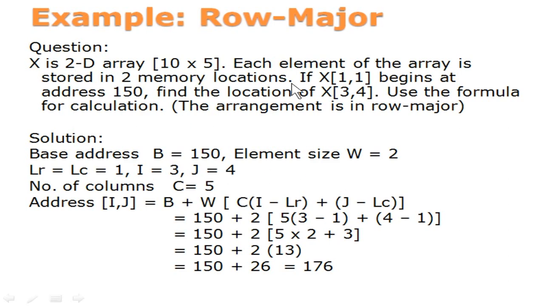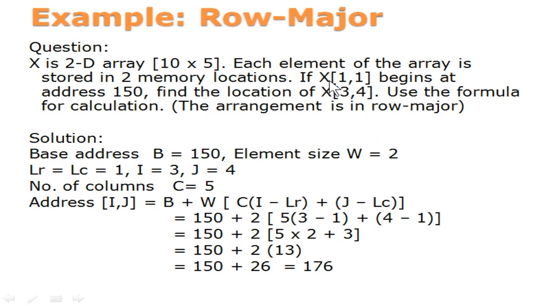So one is the base address. Which is the base address? You can see that X[1, 1] begins at the address 150. So this should be the base address. So 150 is the base address, B equal to 150. Now the element size is W. You can see here that each element of the array is stored in 2 memory locations. So 2 is the W value, W equal to 2. Now you are going to find the lowest row and lowest column.